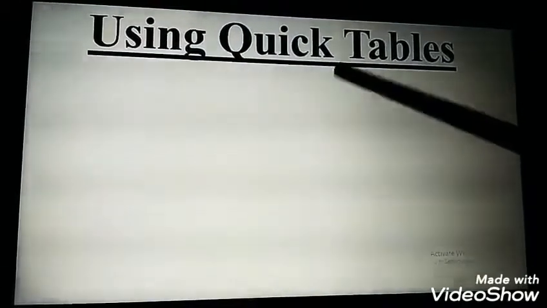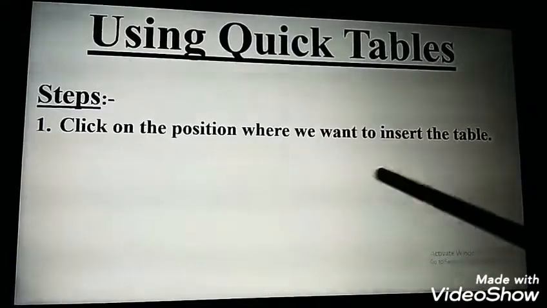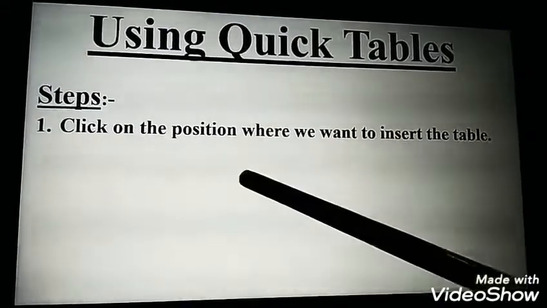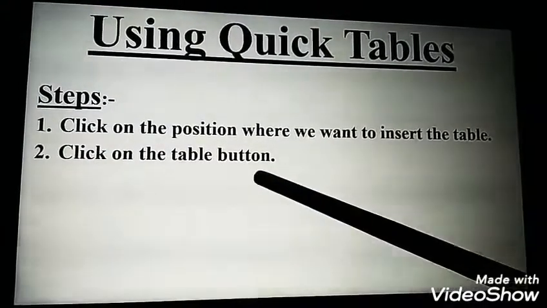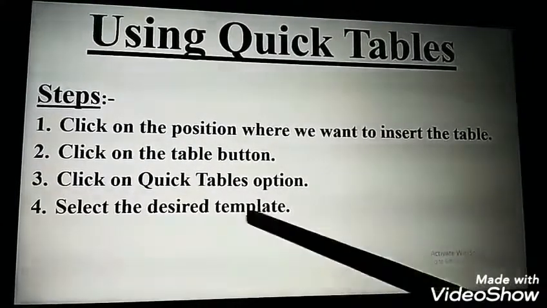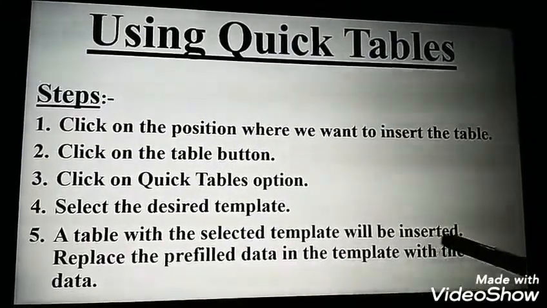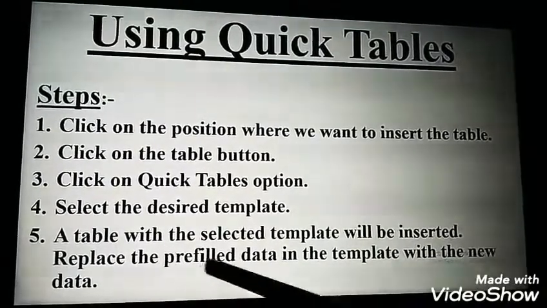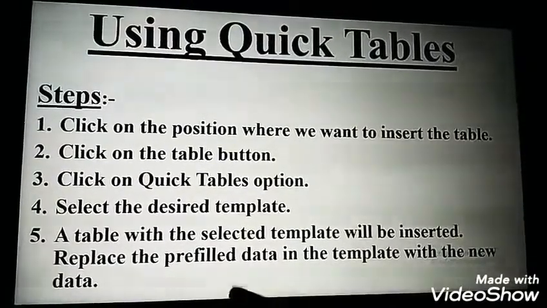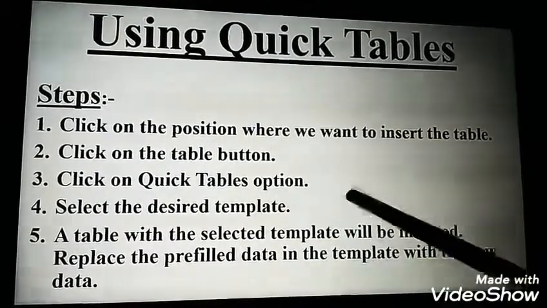Next is using quick tables. Steps for that are: first click on the position where we want to insert the table. We have to click with the mouse pointer where we want to insert a table. Then we have to click on table button. Then click on quick table option. Then select the desired template, whatever we want. A table with the selected template will be inserted. And replace the pre-filled data in the template with the new data. Actually, a default template is there and pre-filled data is there in that template. Whichever you select, there will be pre-filled data, right?